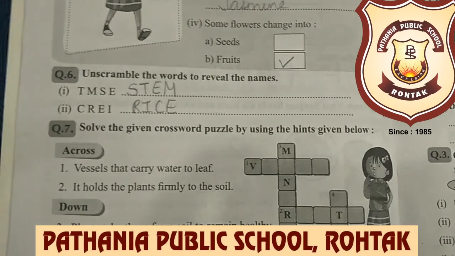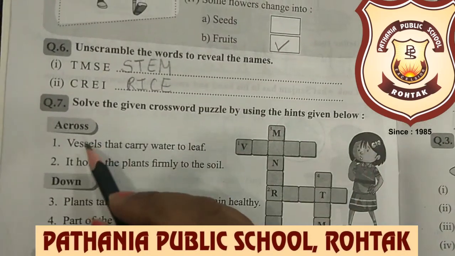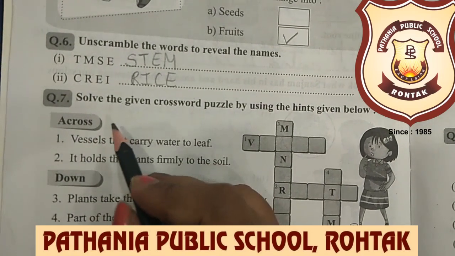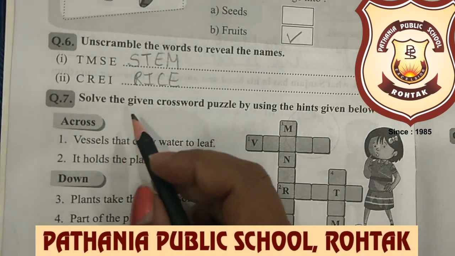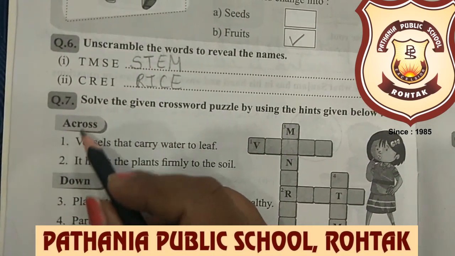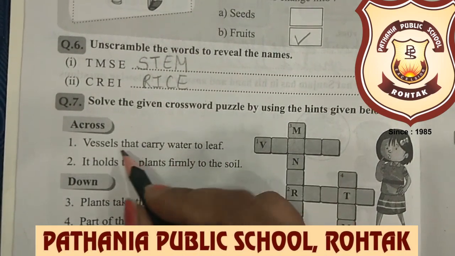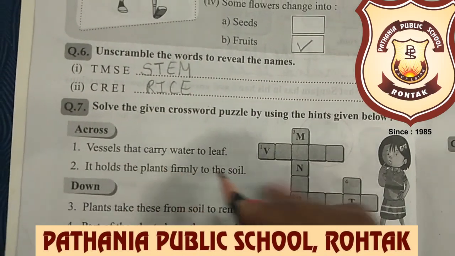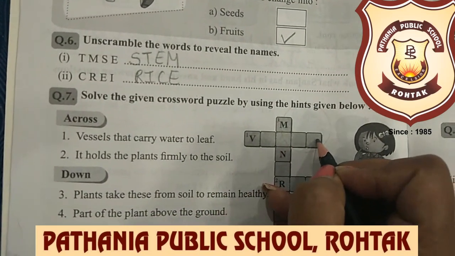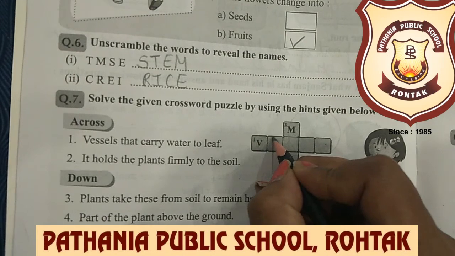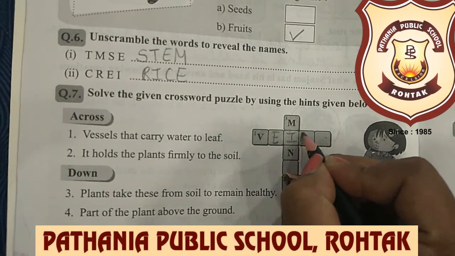Now next is solve the given crossword puzzle by using the hints given below. Now, beta, across means we need to go from left to right and down means we need to go from up to down. First in across, vessels that carry water to leaf. Yes, what are the vessels known as which carry water to leaf? Number 1. We need to move this side. Yes, these are called veins. So we will write in this side.